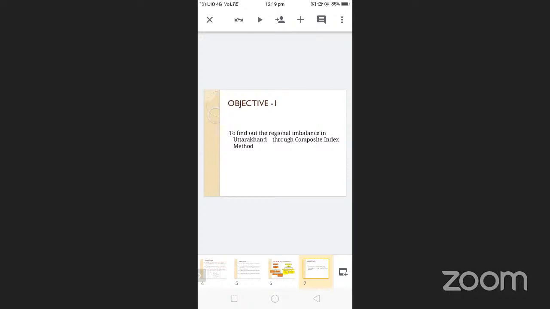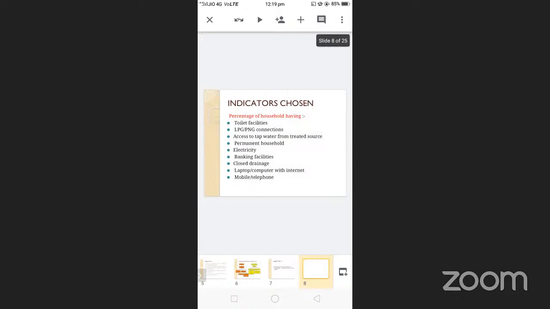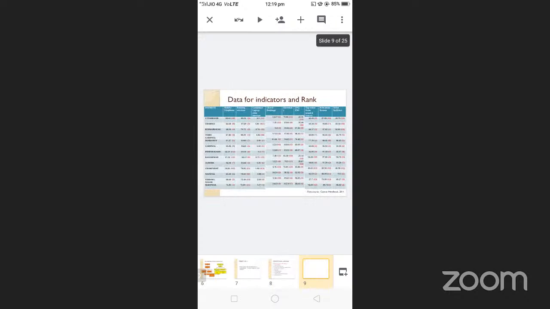So the parameters chosen for the study are as follows. Nine parameters have been chosen: percentage of households having toilet facilities, LPG connection, tap water from treated source, permanent household, banking facilities, closed drainage, laptop and internet, mobile and telephone. Now this is the data table for indicators chosen. The districts have been ranked accordingly in descending order as shown in red color. It can be seen that most of the districts are doing poorly in indicators like toilet facilities, LPG connections, tap water from treated source and closed drainage.